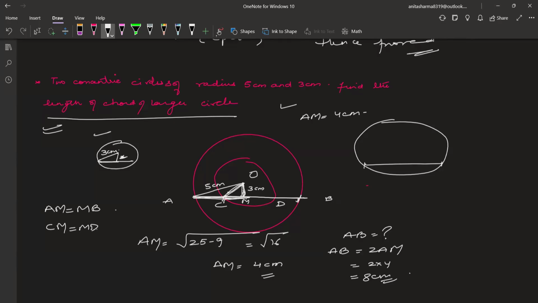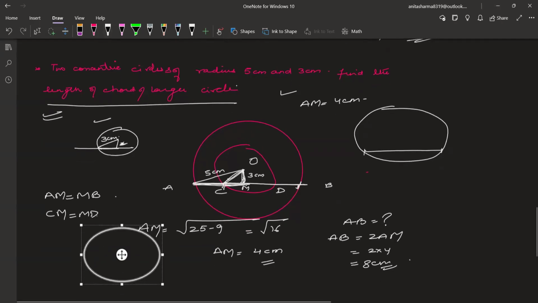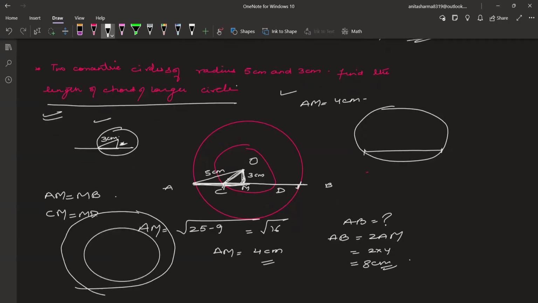AM will be equal to, this is AC, AM. Ma'am, we are finding CD now, ma'am. Just wait. We have to draw the figure like this only. Figure should be like this. This is your first circle. This is your second circle. It will be like this. It will be the tangent to the smaller circle.